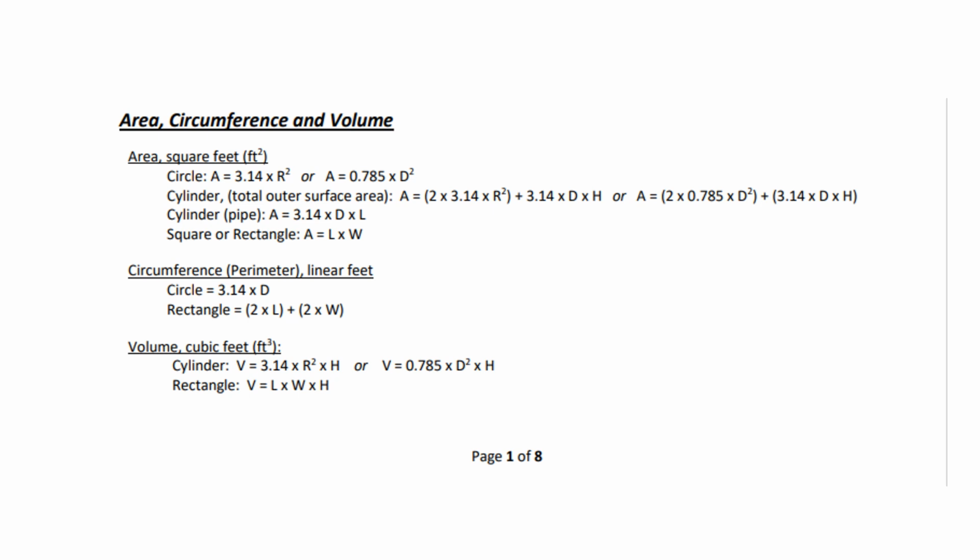So when calculating volume for a cylinder, we have two different formulas. We have 3.14 times the radius squared times height. So that's when they give you the radius. And our second formula is 0.785 times the diameter squared times height. So that's when they give you the diameter. Also note, volume solves for cubic feet. So the unit of measurement must be in feet.